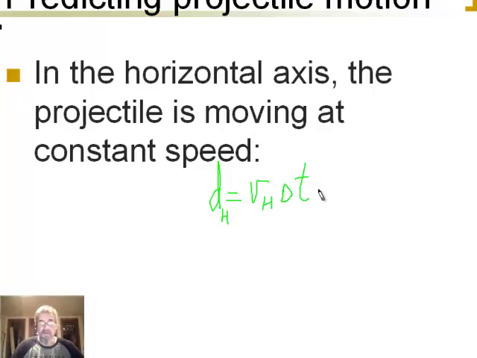We're assuming that this is constant, that there's nothing slowing that down. That's not true in real life, but it's fairly close in a lot of situations and can make a pretty good model. In the vertical axis, however, the projectile we've seen is under constant acceleration, and that is the acceleration due to gravity. So we have two equations for dealing with this.